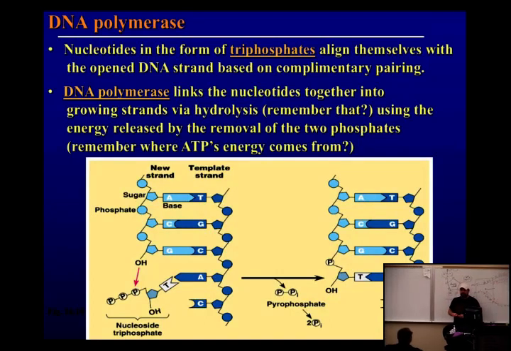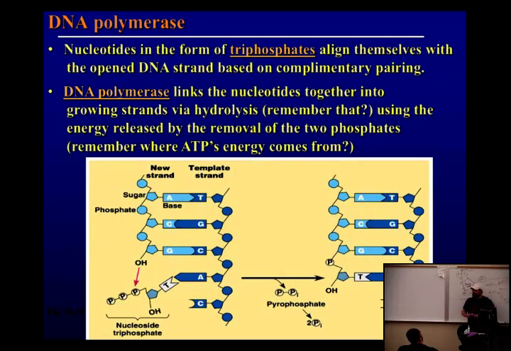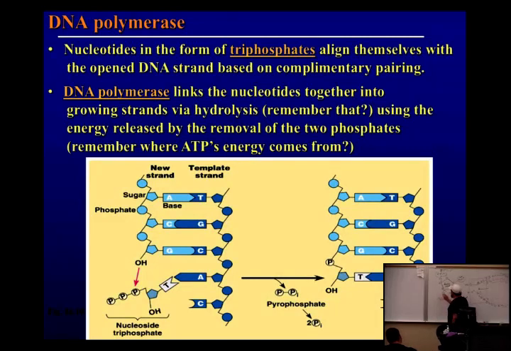What's our energy molecule? ATP. What's the A stand for? Adenosine, right? So what is that? It's an RNA nucleotide. How many phosphates on it? 3. So a nucleotide triphosphate would be NTP, right?